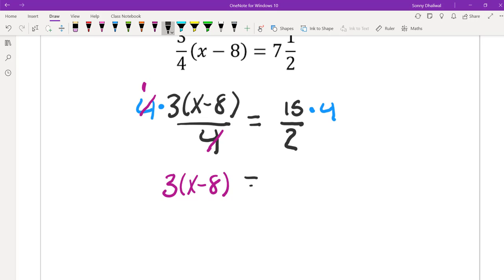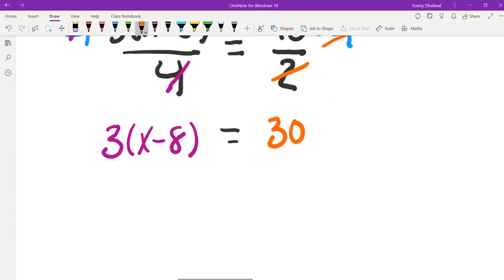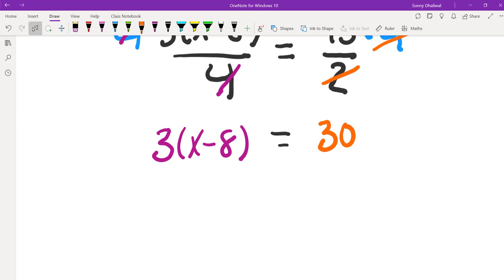On the second side, we have a 2 and a 4. So 2 goes into 4 how many times? Twice. So you're left with a 15 times 2, which is a 30. Okay, now we get to the easy part. I think you guys know how to do this pretty straightforwardly, right? We multiply this out.